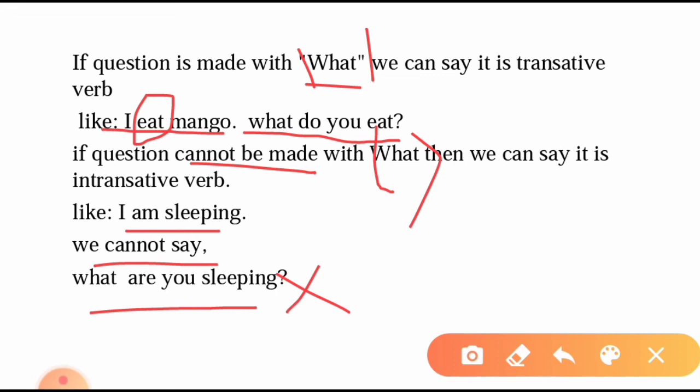So this is the point that you need to remember to identify whether a verb is transitive or intransitive. If you are able to make a question with what, it means it is transitive, and if it is not possible to make a question with what, it means it is an intransitive verb. So this is the way to identify whether it is transitive or intransitive.